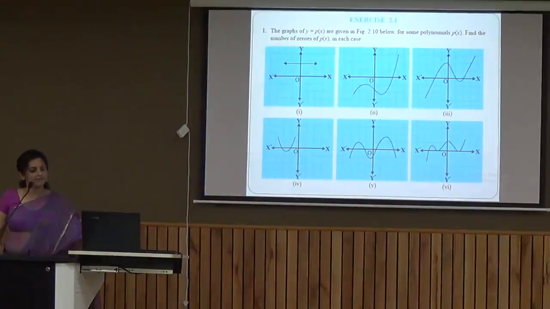The first part, yes, no zero. Second part, 1 zero. Third part, 1, 2, 3, 4. Can you see the graph like that? 4 points, so 4 zeros. Fourth part, 2 zeros. Fifth part, I can see it is 4 zeros. And the sixth part is quite an interesting graph, goes up and down, 1, 2, 3 zeros. Looks like 4, 5, but actually it is 3 zeros.